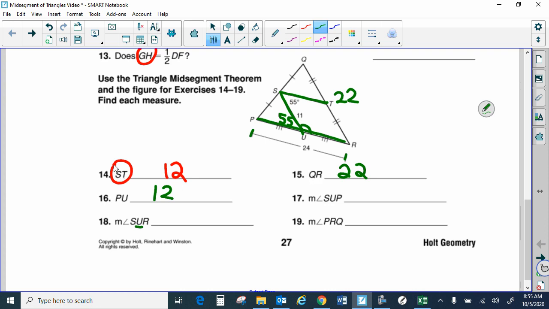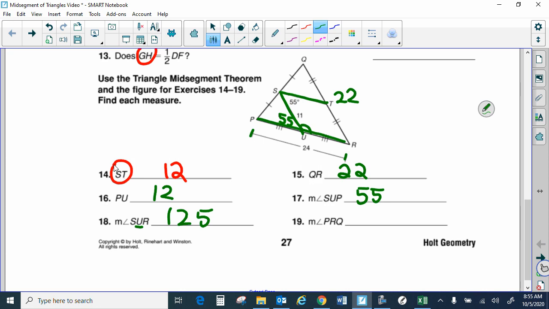Well, then what do these two angles form? LP, which stands for linear pair, which means they're supplementary, which means they add to 180. So 180 minus 55 is 125. Measure of angle SUP. SUP, we already did that one. 55 from alternate interior angles.